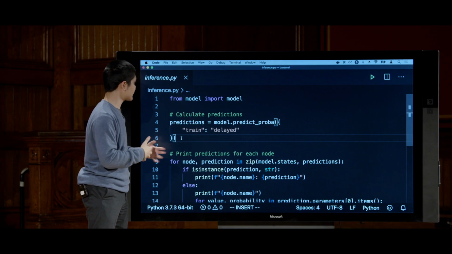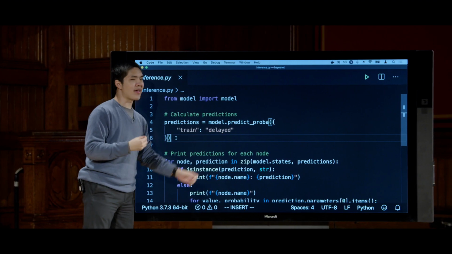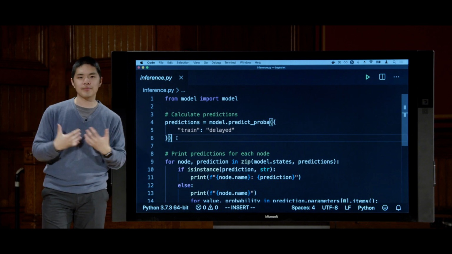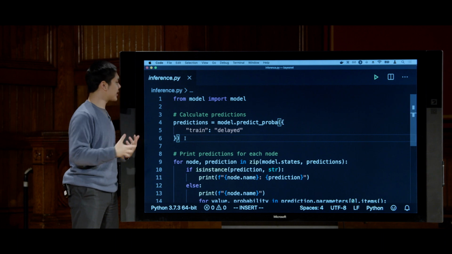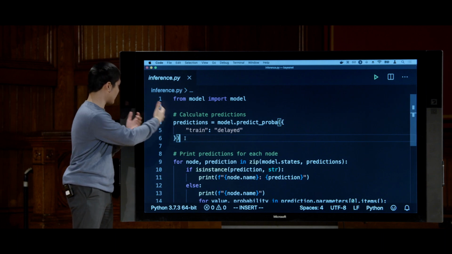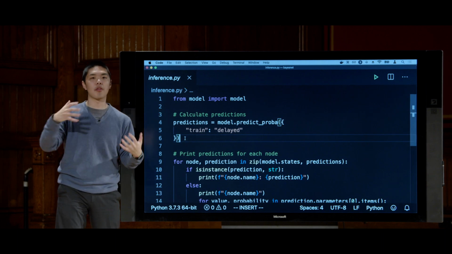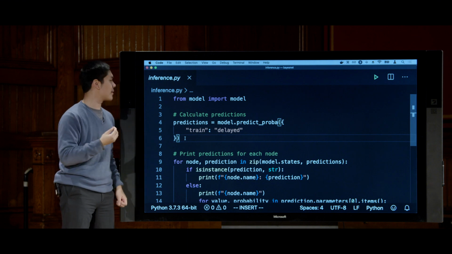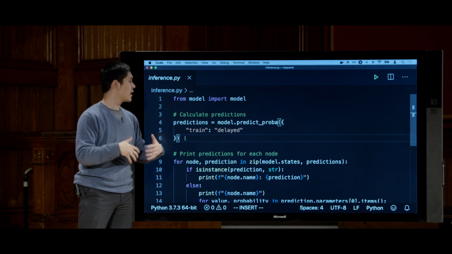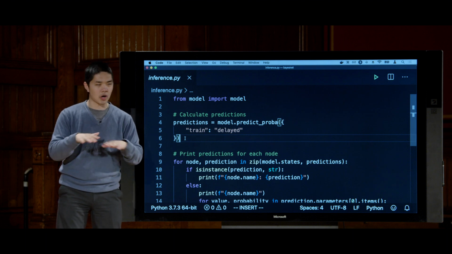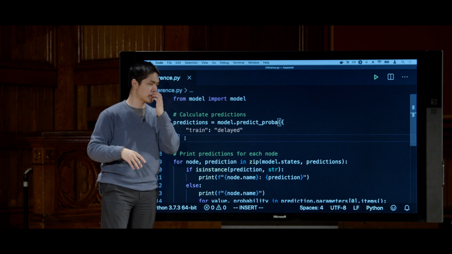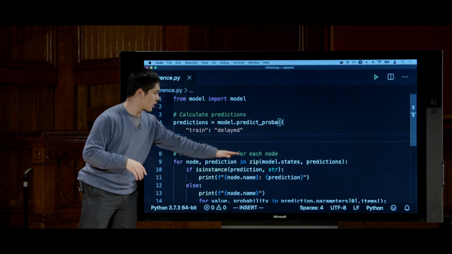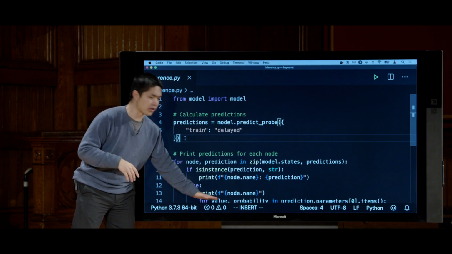I have observed the fact that the train is delayed. And that is the value for one of the 4 random variables inside of this Bayesian network. Using that information, I would like to be able to draw inferences about the values of the other random variables that are inside of my Bayesian network. I would like to make predictions about everything else. So all of the actual computational logic is happening in just these 3 lines, where I'm making this call to this prediction. Down below, I'm just iterating over all of the states and all the predictions and just printing them out so that we can visually see what the results are.